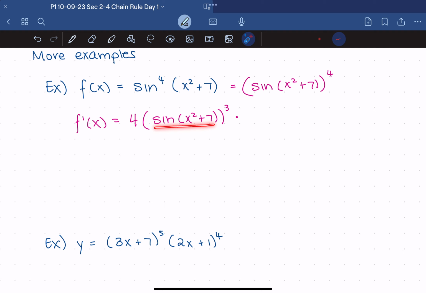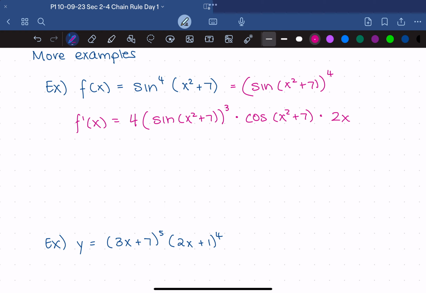And then we take the derivative of the inside. But to do the derivative of the inside is chain rule again. So we're going to take the derivative of sine, keep the inside the same, and then multiply by the derivative of the inside. So take the derivative of sine, keeping the inside the same, times the derivative of the inside. And at that point, we're done because no more compositions. Whew.